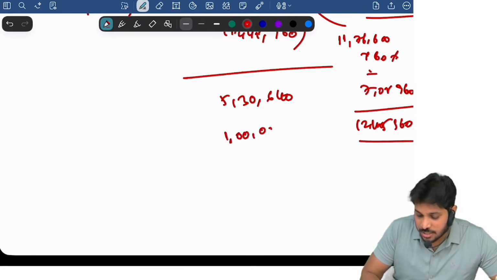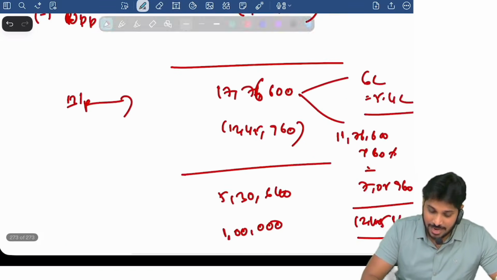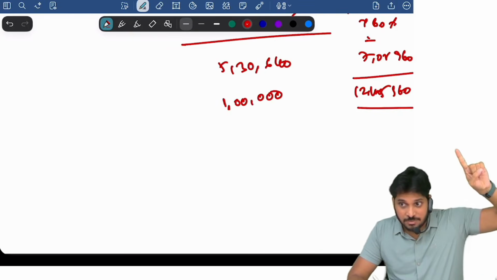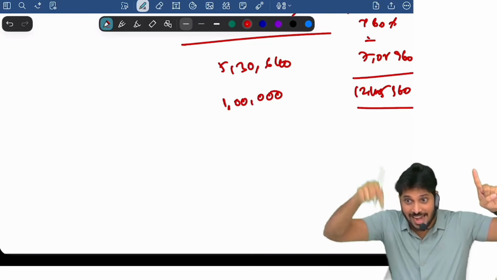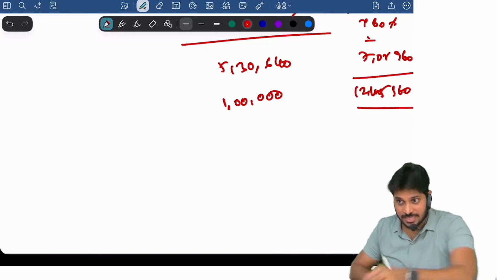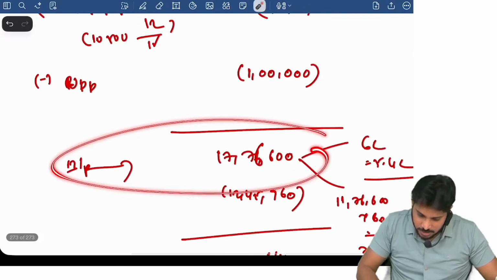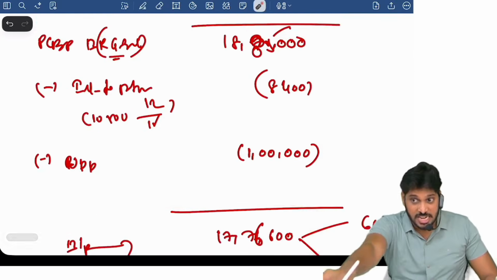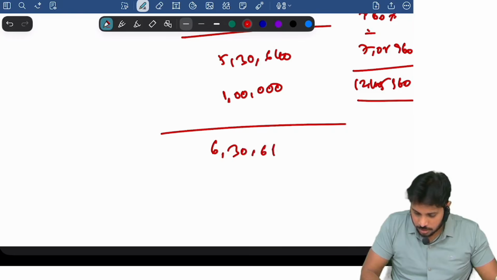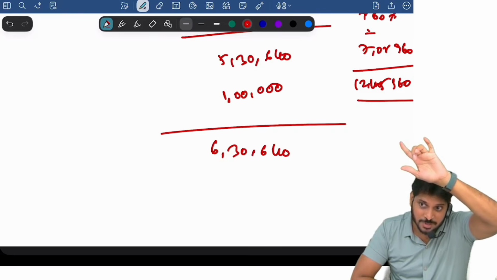Add back unabsorbed depreciation now, because I reduced unabsorbed depreciation here. Why am I adding back? For income computation under PGBP, I will not reduce unabsorbed depreciation at the PGBP level; I will reduce it at the set off and carry forward level. But for book profit purpose, I reduce UDD. For income purpose, I will add back UDD. Now income of the firm is 6,30,640.